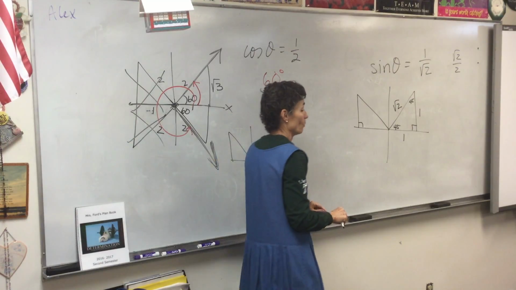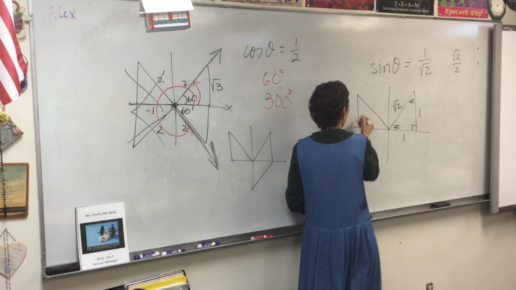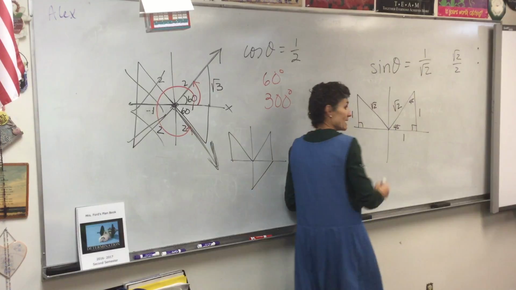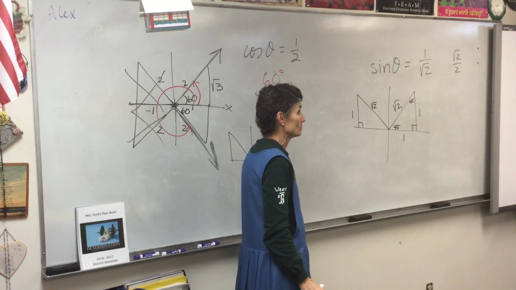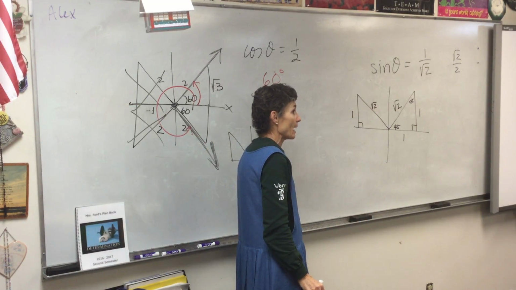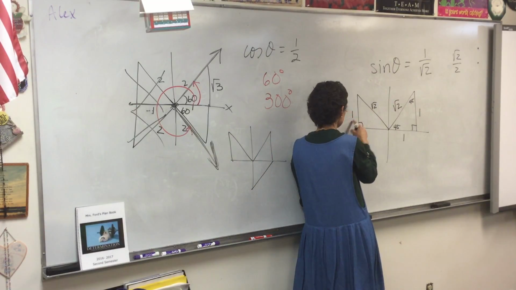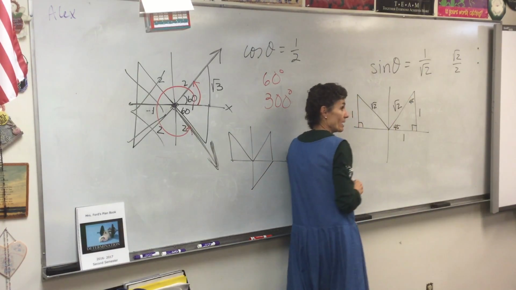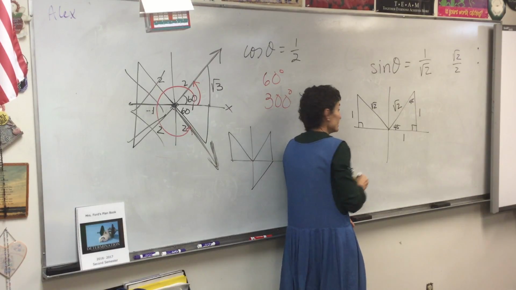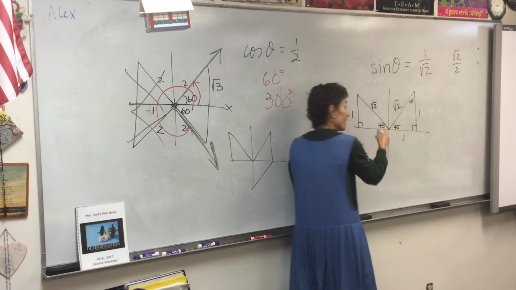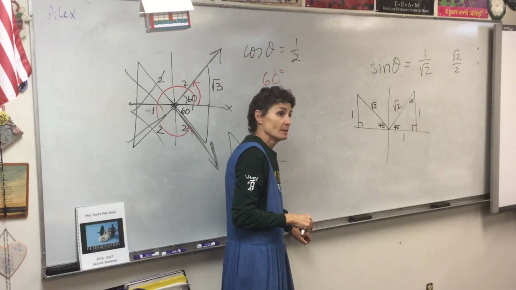Now I'm going to do the second one. Opposite over hypotenuse has to be 1 over root 2. Now, does that make sense? Is that what the sine is supposed to be? 1 over root 2, is that right? Yeah. So that angle's also 45, and that's another answer.